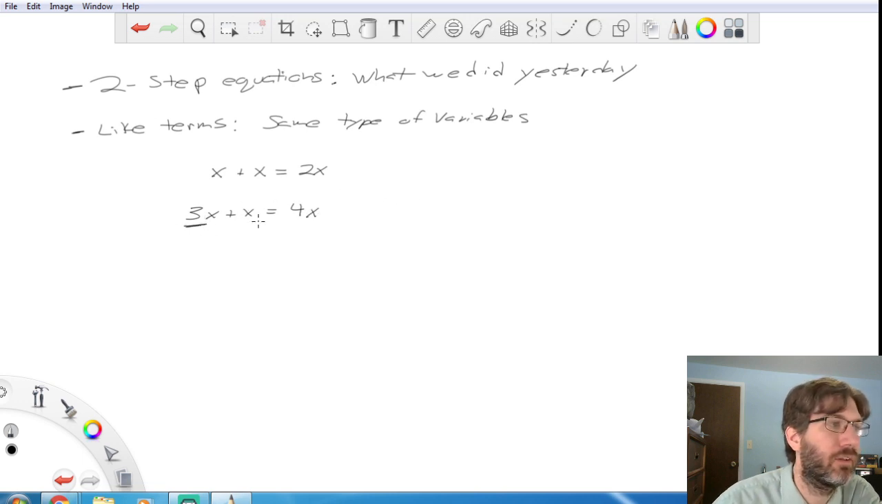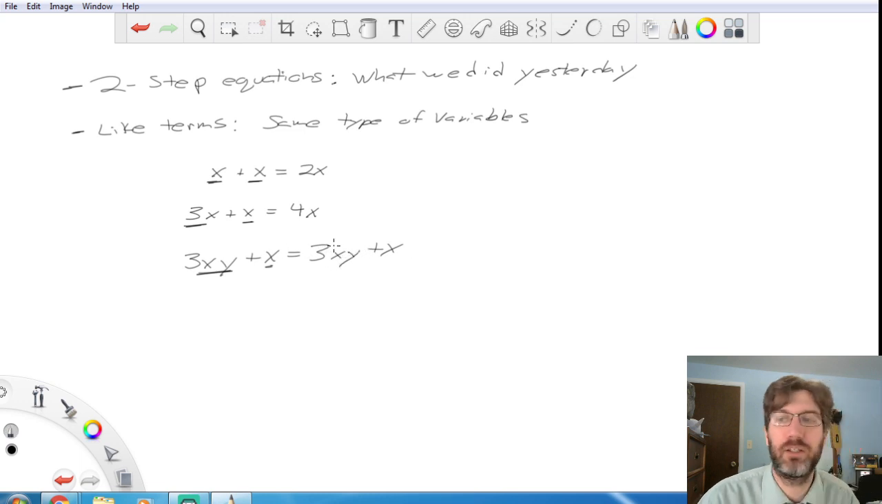So you can combine those like terms like that. So you see this is a like term, this is a like term. They have the same kind of variables there. This has the same kind of variable as this. Things you can't do. You cannot combine this because these variables are different than this variable. So this is just going to be 3xy plus x. You can't change that at all. You can't combine them. You can't do much with it. It's just what it is.